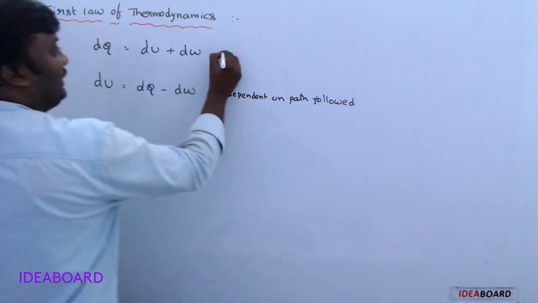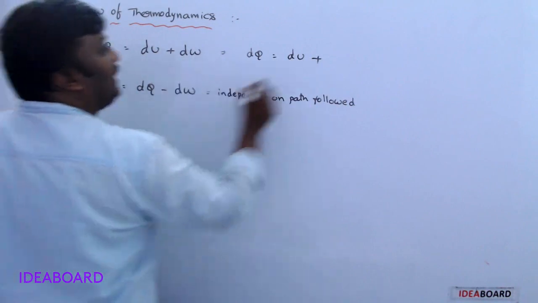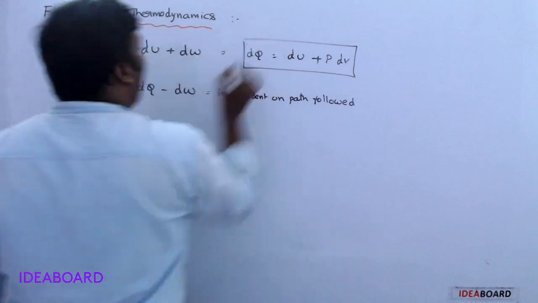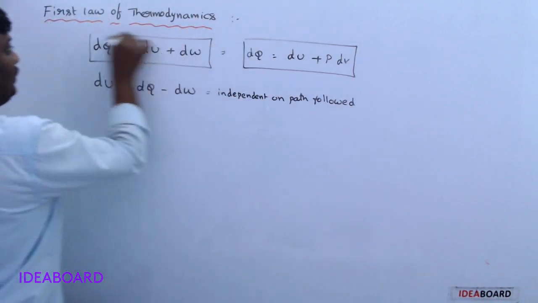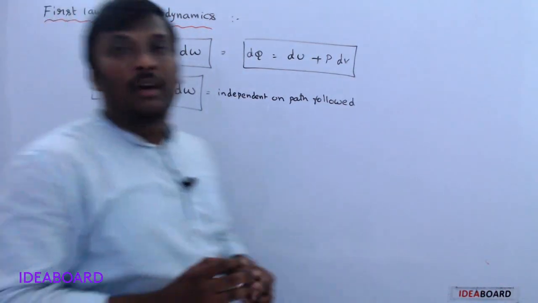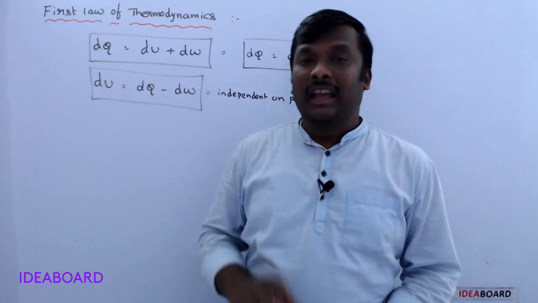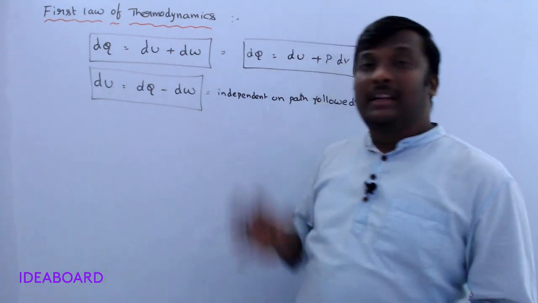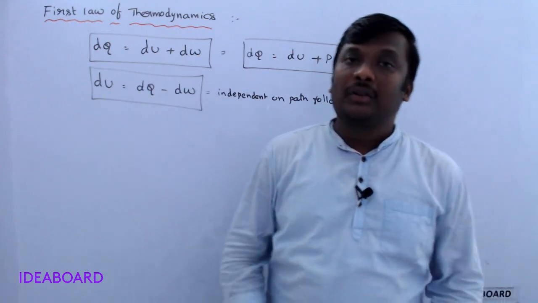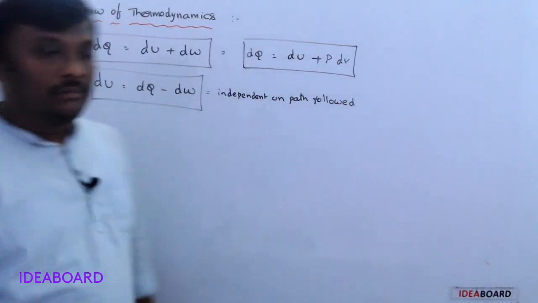Understand? Next we have another formula for dq. dq is equal to du plus dw, nothing but pdv. Okay, please keep all these three formulas. So what is the significance of the first law of thermodynamics? If anyone asks, please keep in mind it always tells about the internal energy, and internal energy is always independent of the path followed. That's why dq minus dw is also independent of path. Is it clear? Note it down.